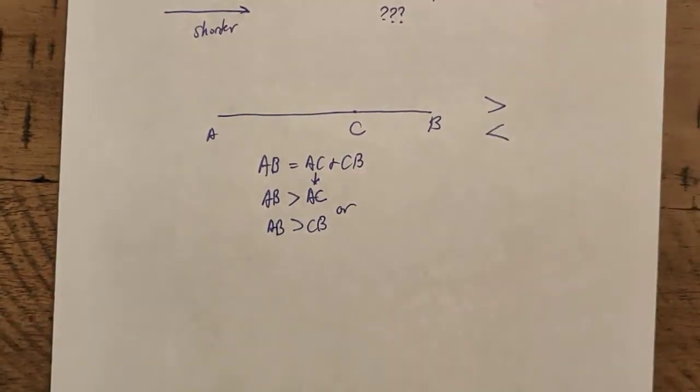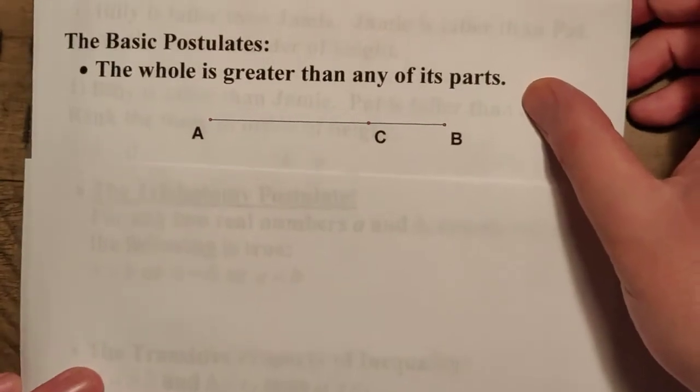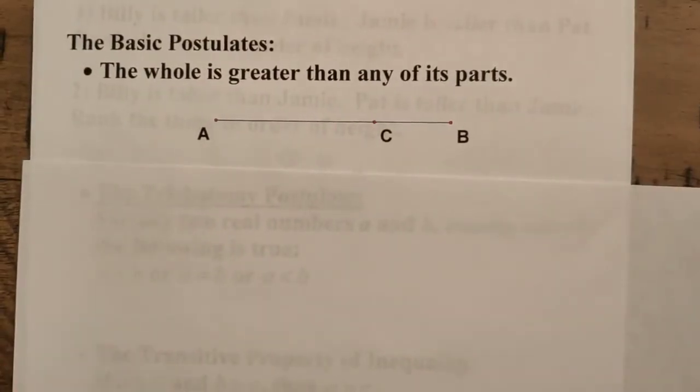Both of these are perfectly valid statements. So what we currently have is our basic postulate, which says the whole is equal to the sum of its parts. So now we can say that the whole is greater than any one of its parts. Okay. So the basic postulate here is that the whole is greater than any one of its parts.